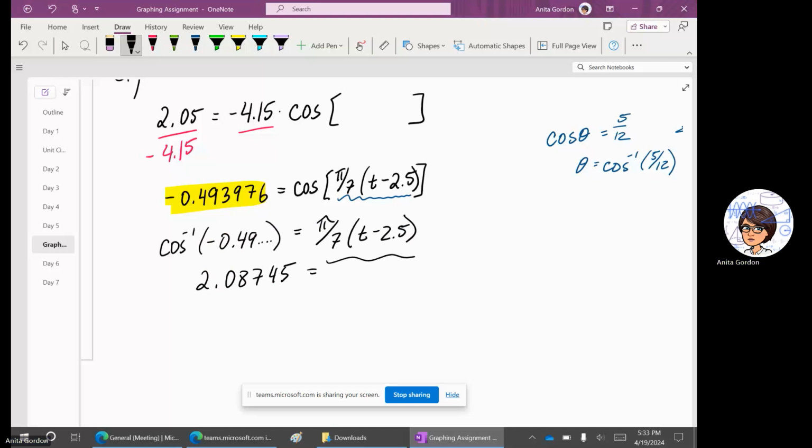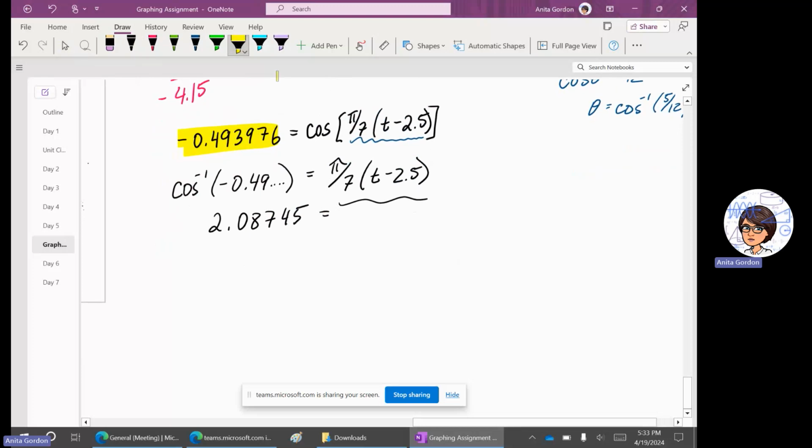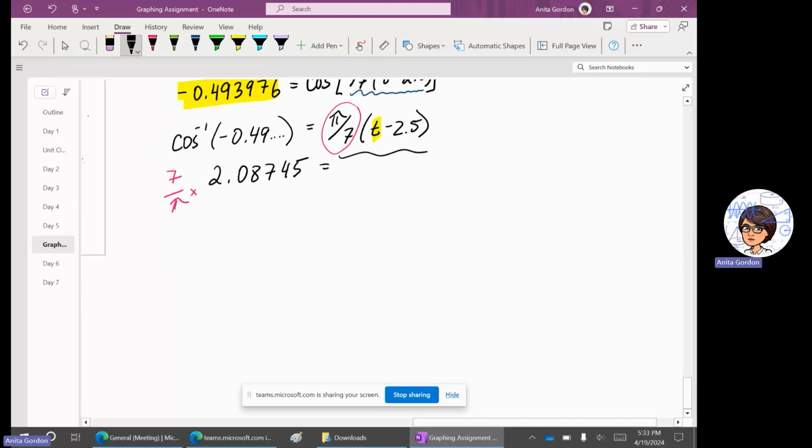equals this stuff. Okay, so now again, my goal is to get t by itself. So I see that there's this outside multiplying it. So I'm going to multiply by 7 and divide by pi. Times 7 divide by pi. And that's going to give me 4.651198... t minus 2.5. So the last step I need to do is just add 2.5.